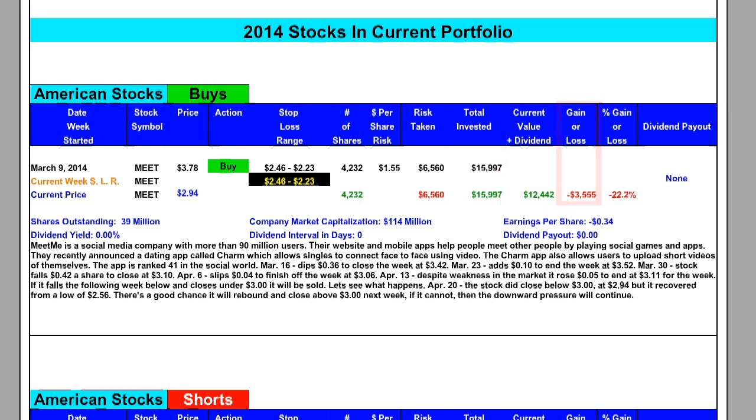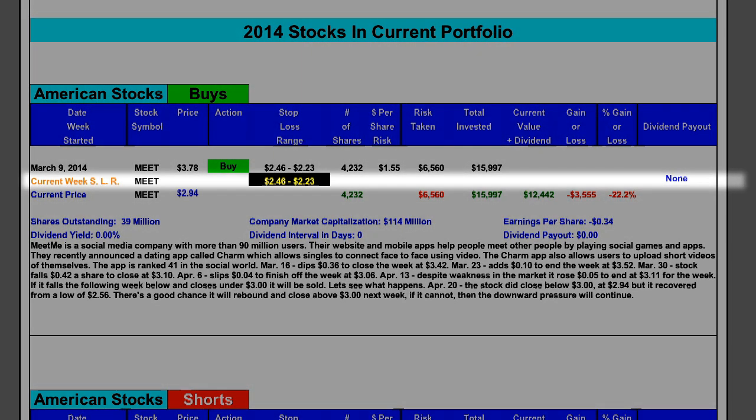The gain or loss column shows the stock in a gain or loss position, while the percentage gain or loss column shows the gain or loss as a percentage. The dividend payout column will show the amount of the dividend and the record date for shareholders owning the stock.